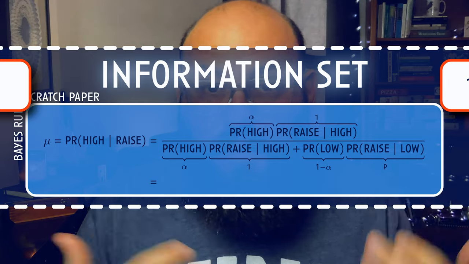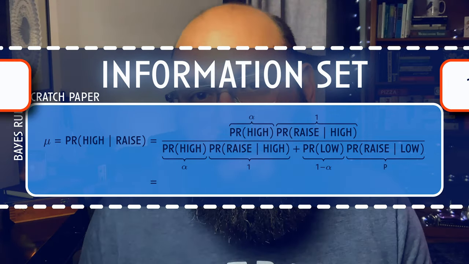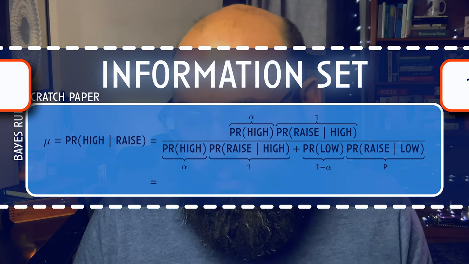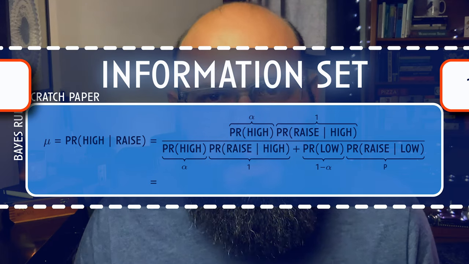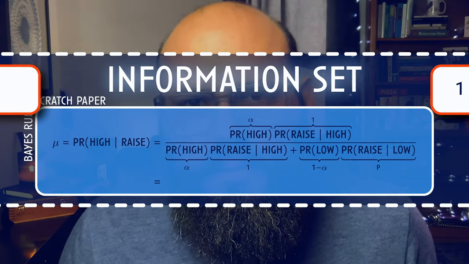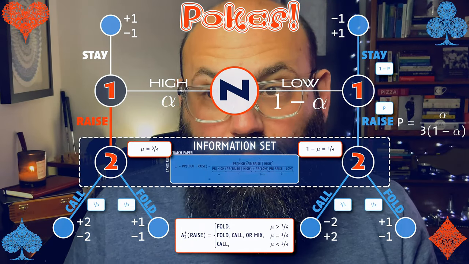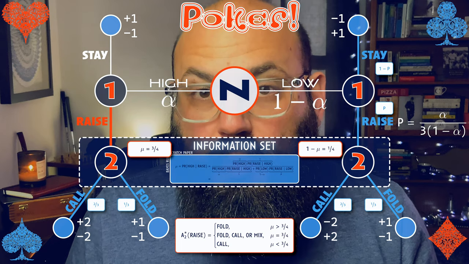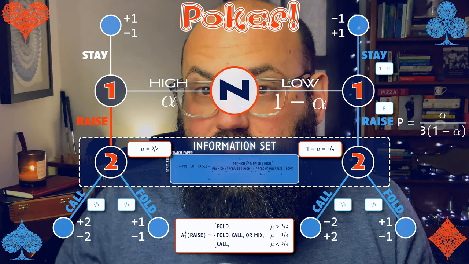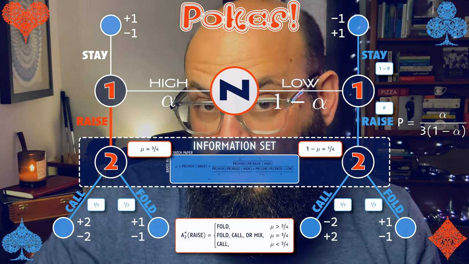Well, now it's just a matter of some algebra. In my mind, that's a song, even though it isn't even a good poem. We solve for P, and we find out that P has got to be equal to alpha over 3 times 1 minus alpha. So in other words, you bluff more often when there are more high cards to play with. If alpha is high, if you think the opponent thinks it's likely you have a high card, then you bluff more often.